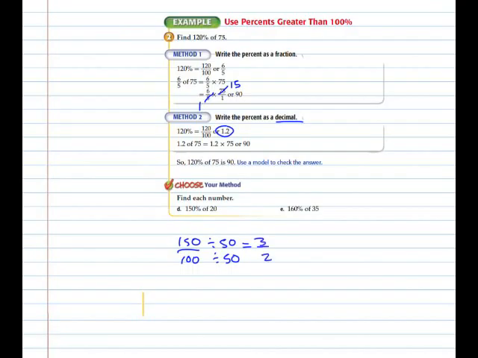It's fairly obvious that 50 is the greatest common factor. That gives us 3 over 2. So we take 3 over 2 times 20 over 1. We simplify here and here. 3 times 10 is 30.